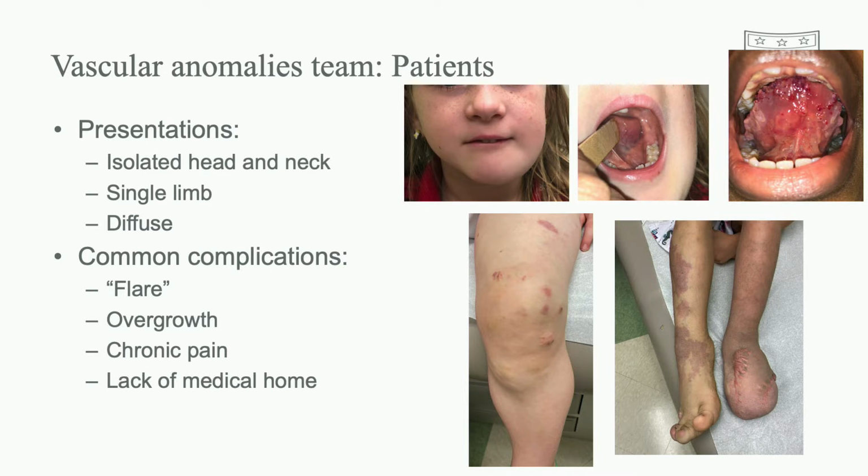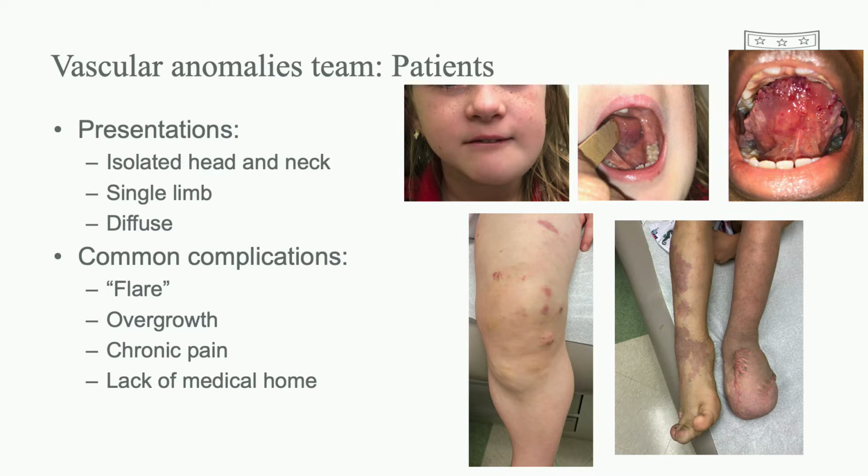And this is inside of her mouth, which looks relatively clean. This is another patient with a lymphatic malformation that involves her tongue and her oral cavity. She'll have recurrent flares, pain, difficulty swallowing, difficulty eating. This required a multidisciplinary approach to treatment.